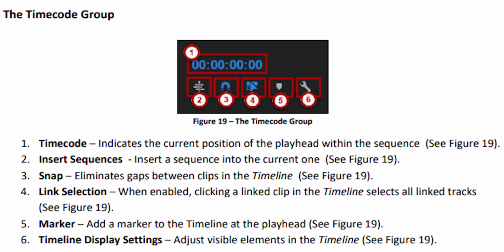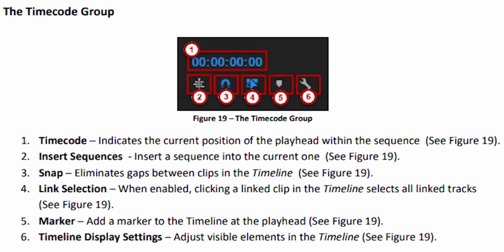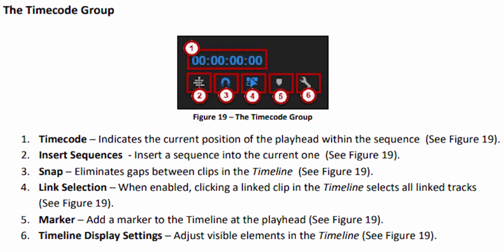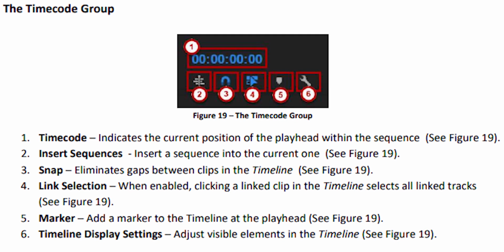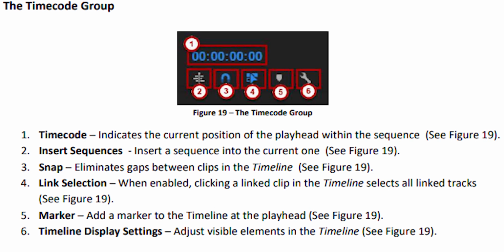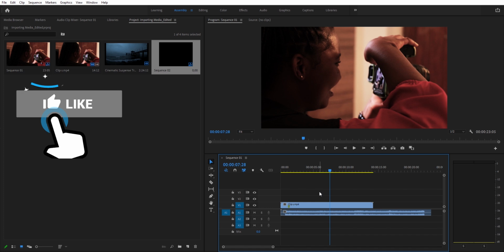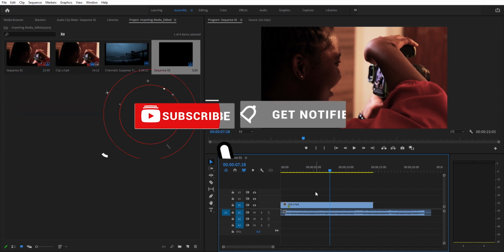Number two, insert sequence. This icon here, which is our number two, inserts the sequence into the current one. Number three, snap. This snap to icon here, where you see eliminate gaps between clips in the timeline. We're going to have a little bit of demonstration here to explain how to eliminate gaps between clips in our timeline.